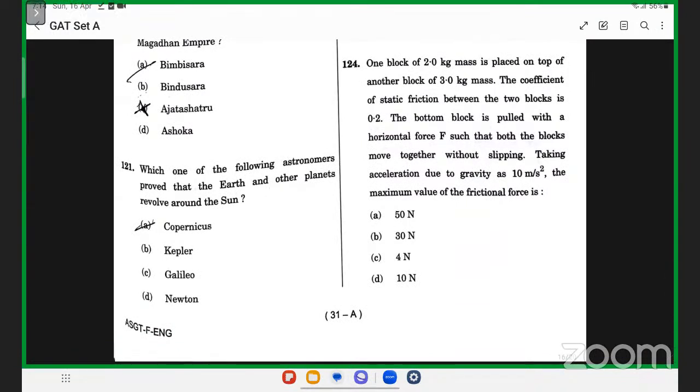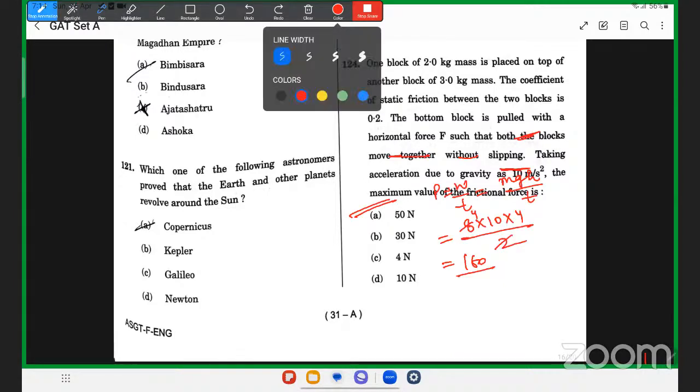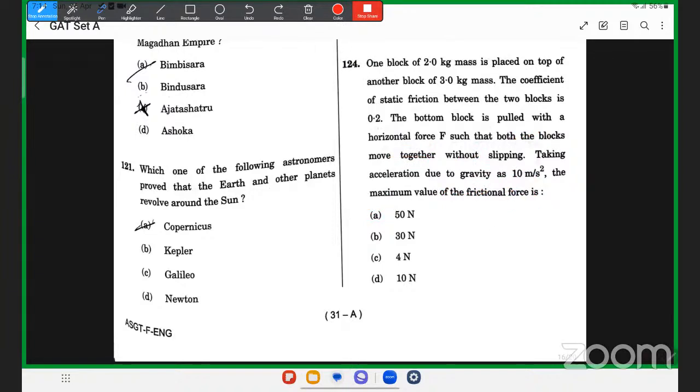124 one block of 2 kg mass is placed on top of another block of 3 kg mass। The coefficient of static friction between the two blocks is, ये दे रखा है आपको 0.2। The bottom block is pulled with a horizontal force F such that both the blocks move together without slipping, taking acceleration due to gravity as 10 meter per second। The maximum value of frictional force.